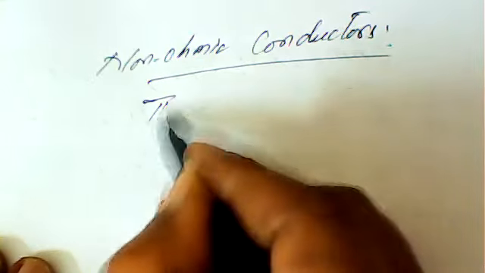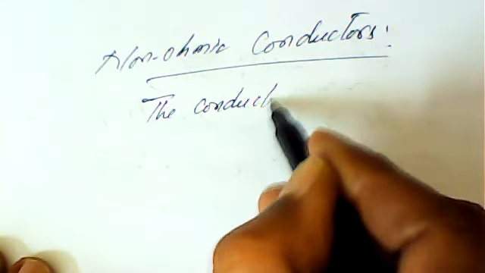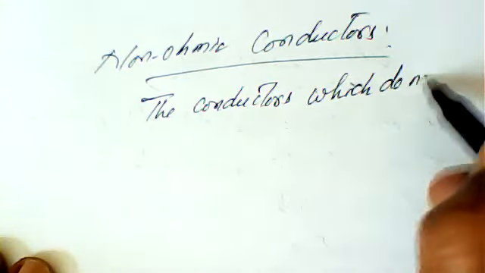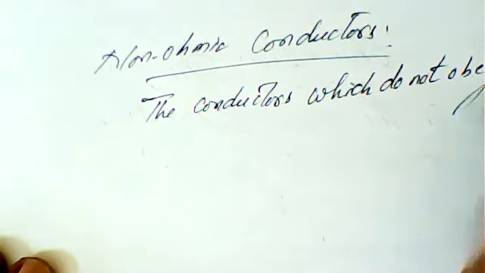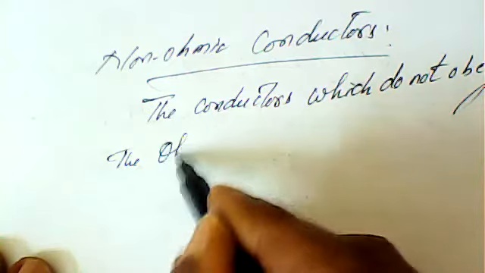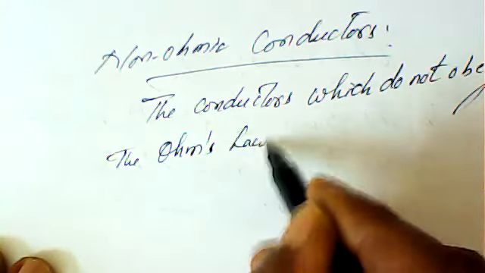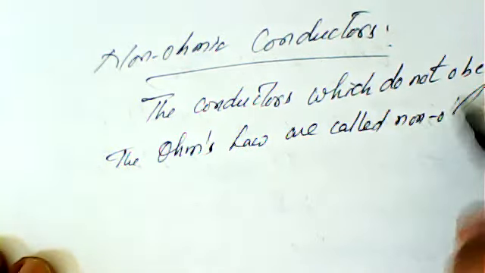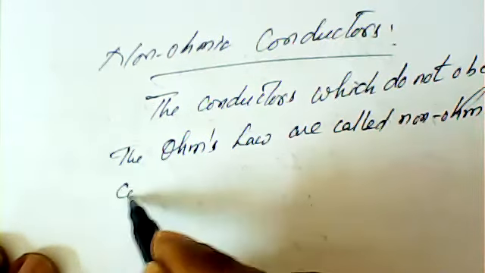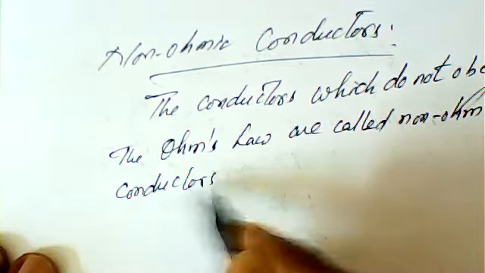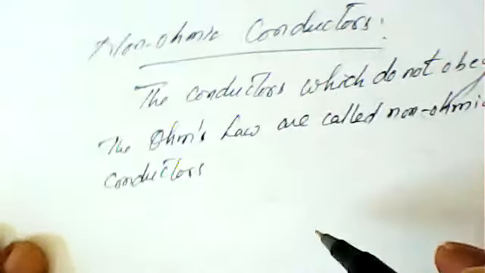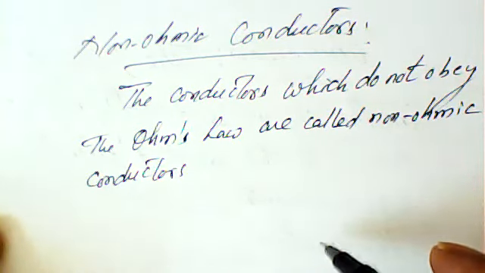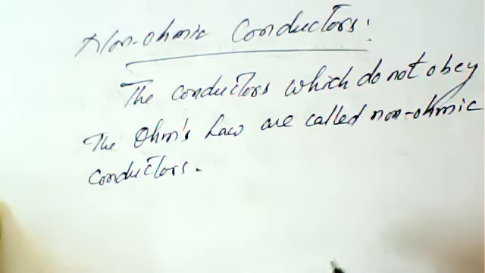So the conductors which do not obey the Ohm's law are called non-ohmic conductors. This question, differentiation between the ohmic conductors and non-ohmic conductors, or what are ohmic and non-ohmic conductors, is an important question from the point of examination. Understand?